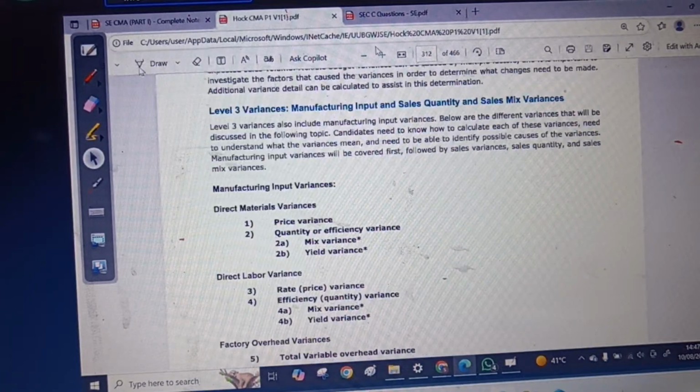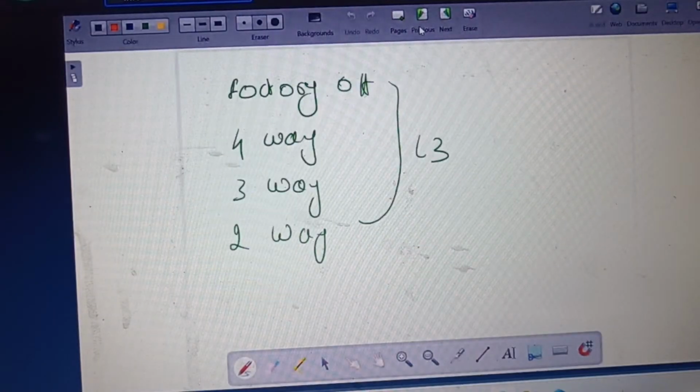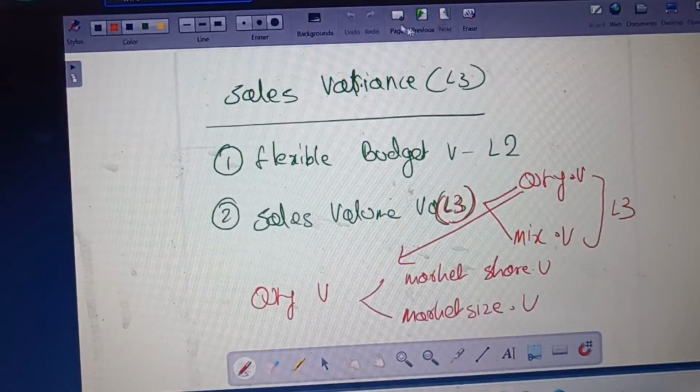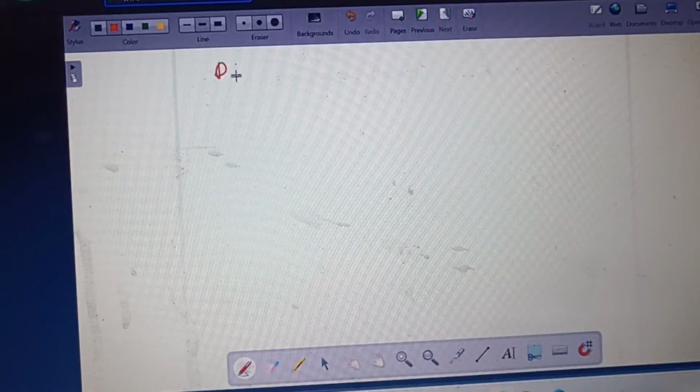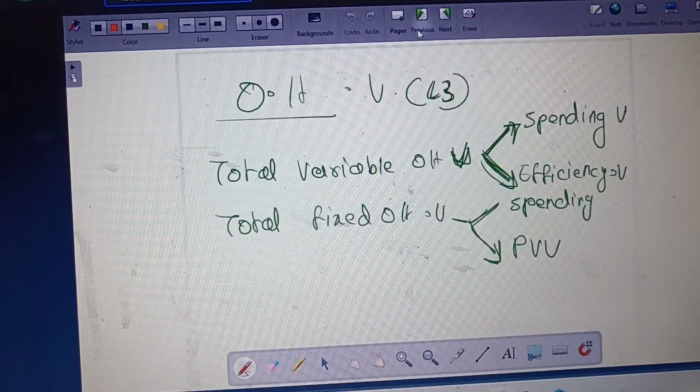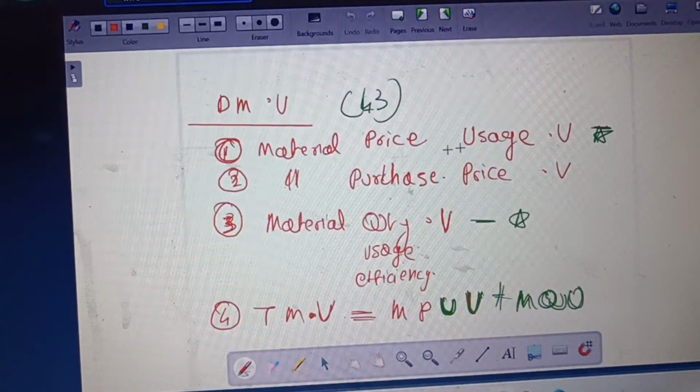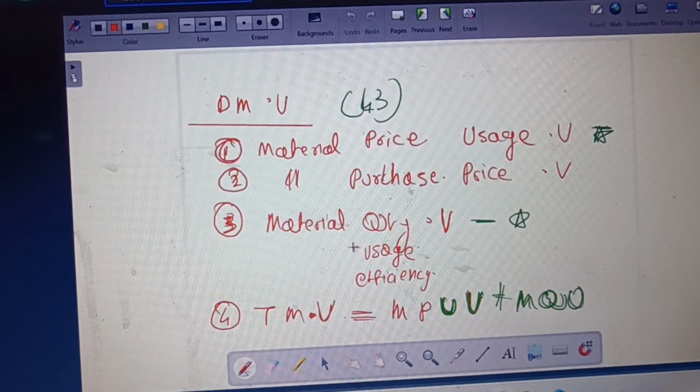Now, coming to direct material variance. We start with direct material variance. As I said, you have material price usage variance, material purchase price variance, and material quantity variance, which is also called usage variance or production variance. Material price usage variance is about the inputs that we use in production.